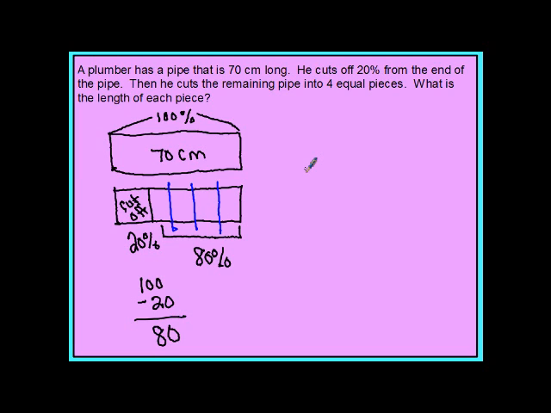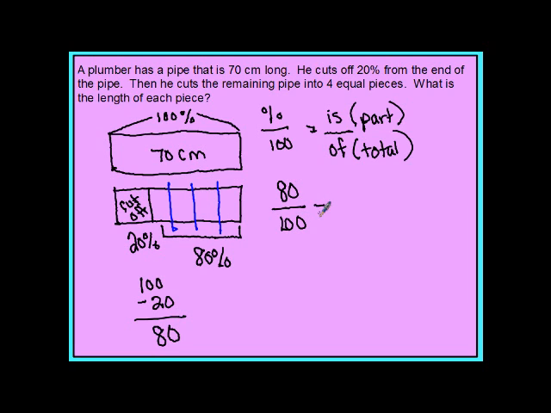Now I will set up a proportion to solve the problem. And remember, the proportion is percent over 100 equals is over of. Is represents the part of the total, and of represents the total. Now, since I'm working with this piece here, I know the percent I'm going to use is 80. So 80 over 100 equals is over of. The total that I'm given is the total of the pipe, so I'm going to put 70 for the total and represent the part with a variable.